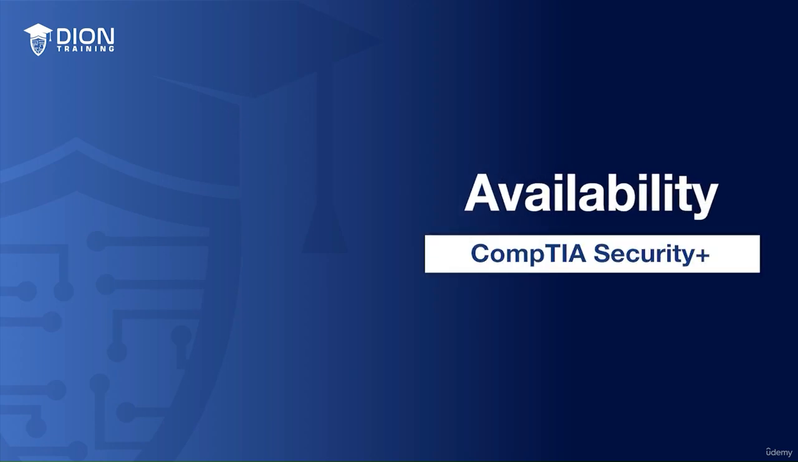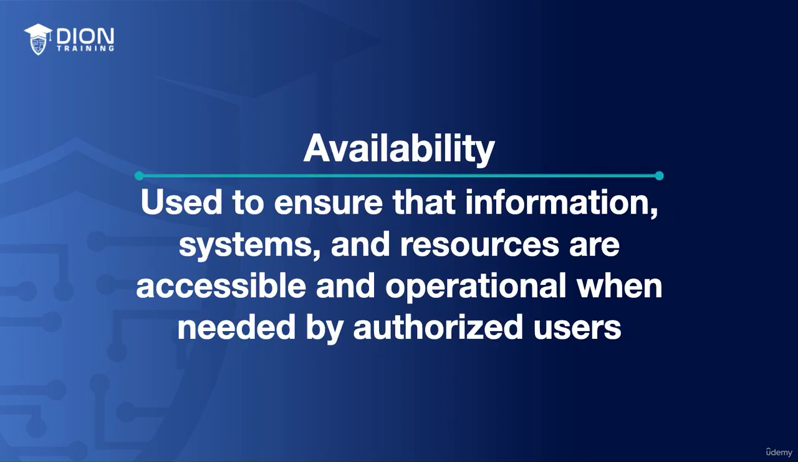In this lesson, we're going to cover availability. Now, availability in information security is used to ensure that information, systems, and resources are accessible and operational when needed by authorized users. In simpler terms, availability is all about making sure that services, systems, and data are always available when they're supposed to be.